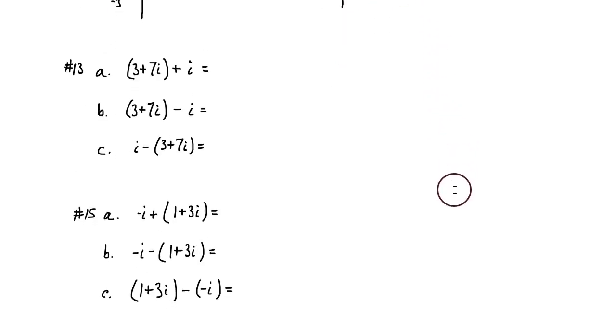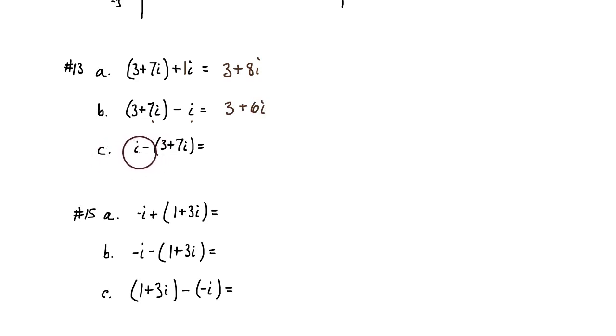Number 13, we're asked to simplify this. So 3 plus 7i plus 1 more i. This is 3 plus 8i. This is combining like terms. Question B, we have the real number 3, and then we can combine the i terms. 7i minus i is positive 6i.